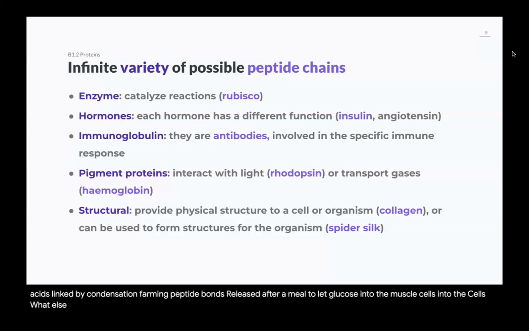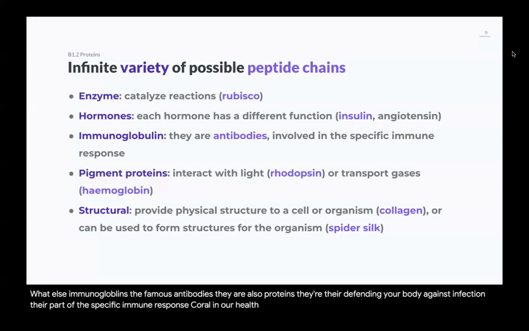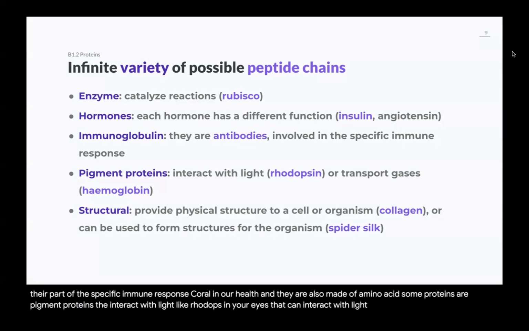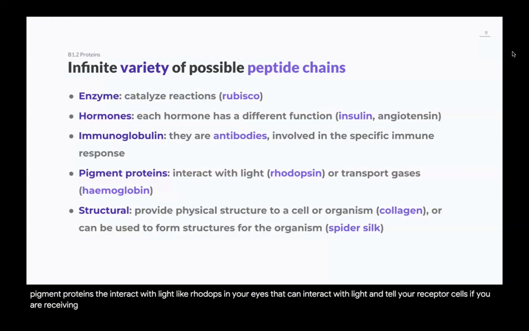What else? Immunoglobulins, the famous antibodies. They are also proteins. They're there defending your body against infection. They're part of the specific immune response. They play a critical role in our health, and they are also made of amino acids. Some proteins are pigment proteins. They interact with light, like rhodopsin in your eyes, that can interact with light and tell your receptor cells if you are receiving light or not.